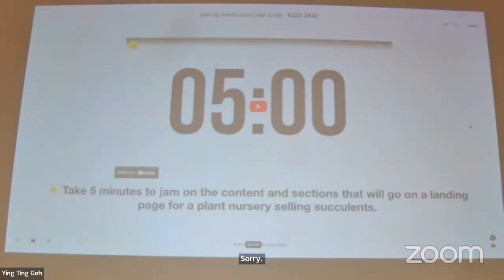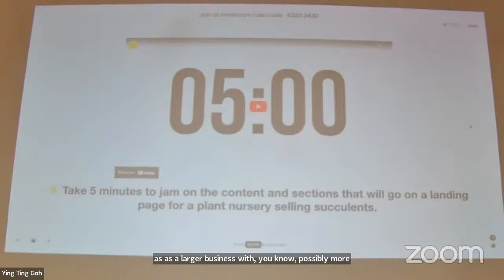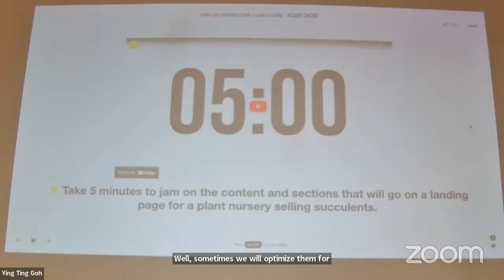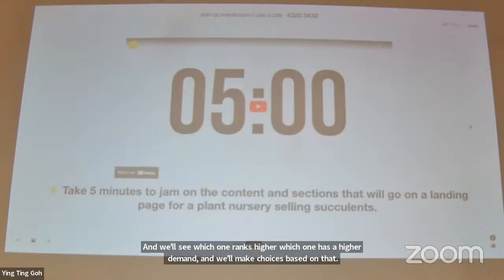Yeah, so as a larger business with possibly more resources, sometimes we do tend to explore which is going to give us the best return. Sometimes it's, hey, I'm going to send out these links in 5 email newsletters, or equally to all of my subscribers, and see which ones give us the most returns. Sometimes it is structured ad campaigns, or sometimes we will optimize them for SEO, meaning they will natively appear on Google search results, and we'll see which one ranks higher, which one has a higher demand, and we'll make choices based on that. But for the purposes of today, we're going to assume that it's okay.